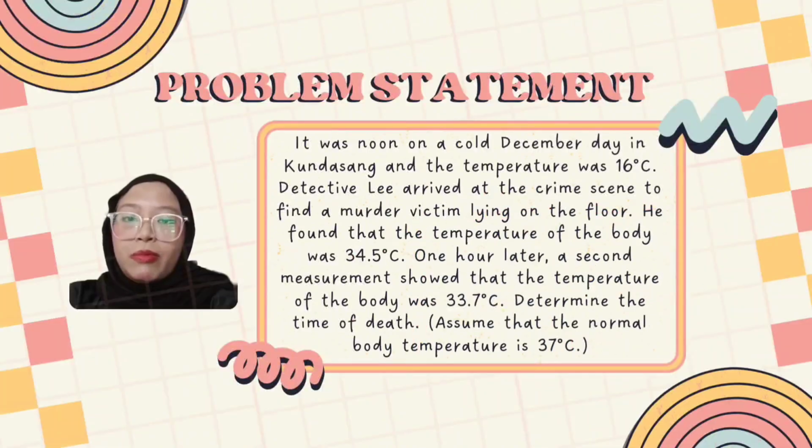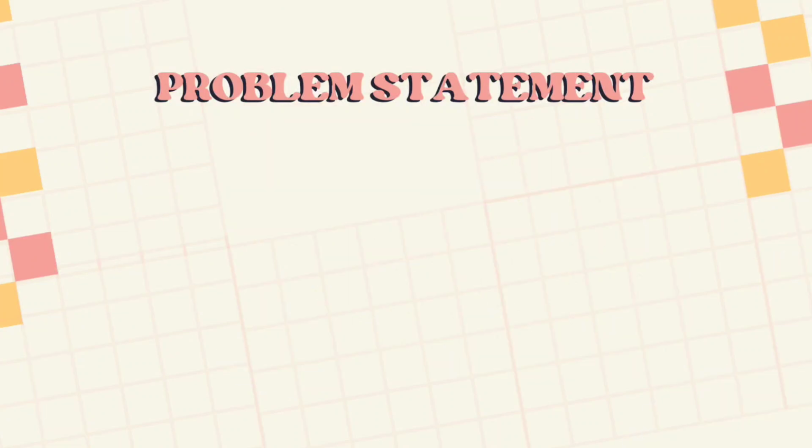Okay, so for our problem statement. It was noon on a cold December day in Kundasang and the temperature was 16 degrees Celsius. Detective Lee arrived at the crime scene to find a murder victim lying on the floor. He found that the temperature of the body was 34.5 degrees Celsius. One hour later, a second measurement showed that the temperature of the body was 33.7 degrees Celsius. Determine the time of death. Assume that the normal body temperature is 37 degrees Celsius.